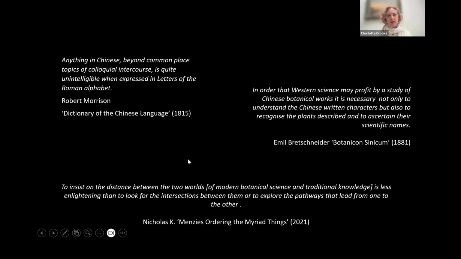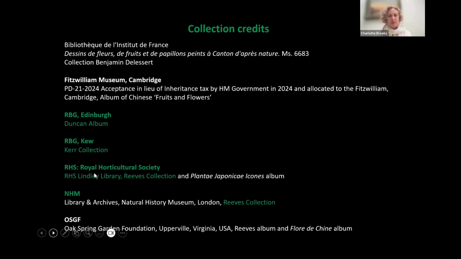And then I think my final quote is by Nicholas K. Menzies. His book was just published this year and it really helps to frame what I'm trying to do here. It says that insisting on the distance between the two worlds of modern botanical science and traditional knowledge is less enlightening than to look for the intersections between them or to explore the pathways that lead from one to the other. So that's really what I'm trying to do here.